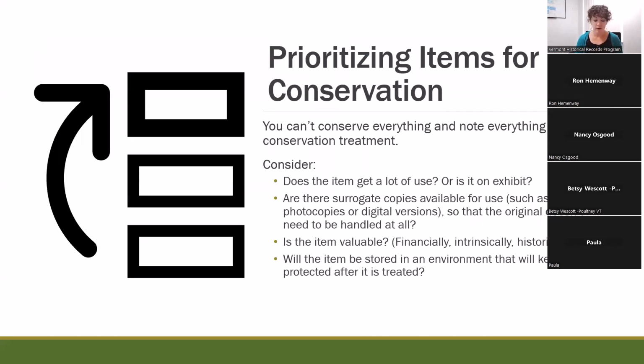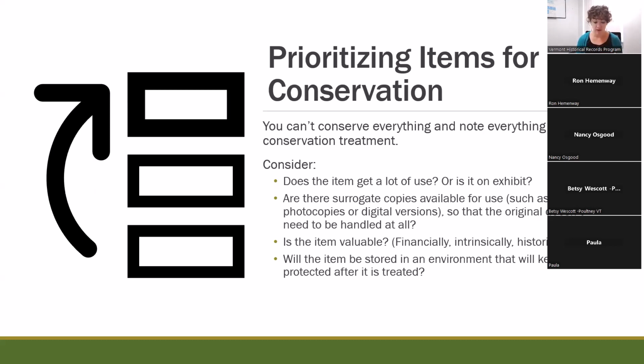So when you are considering conservation treatment for your holdings, you need to set priorities for which items will get treated first. When you're prioritizing, consider several factors. How much use does the item get? Is it handled a lot? Is it exhibited frequently? If something gets a lot of use, it may need to be conserved to stabilize it so that it can survive into the future. But if there are surrogate copies available, so maybe there are photocopies or you have digital versions of the material, conservation of the original may not be as necessary because the copies can be handled instead.